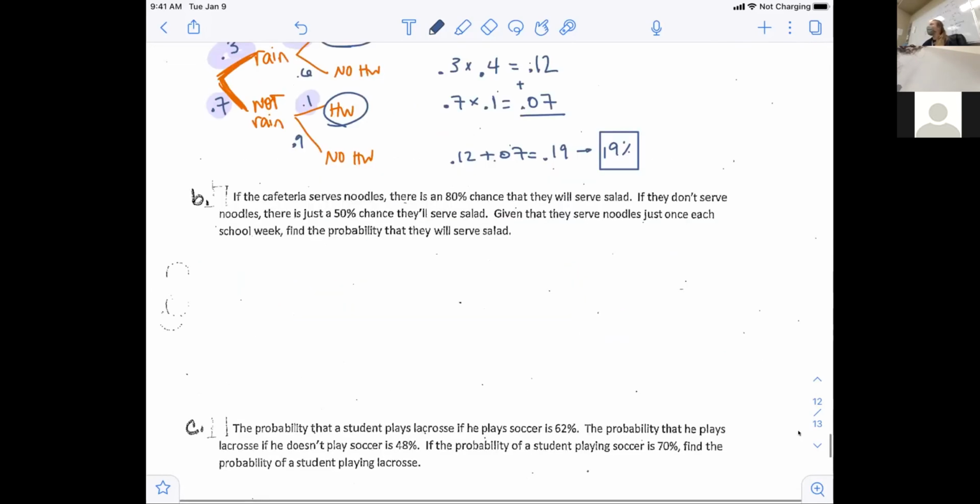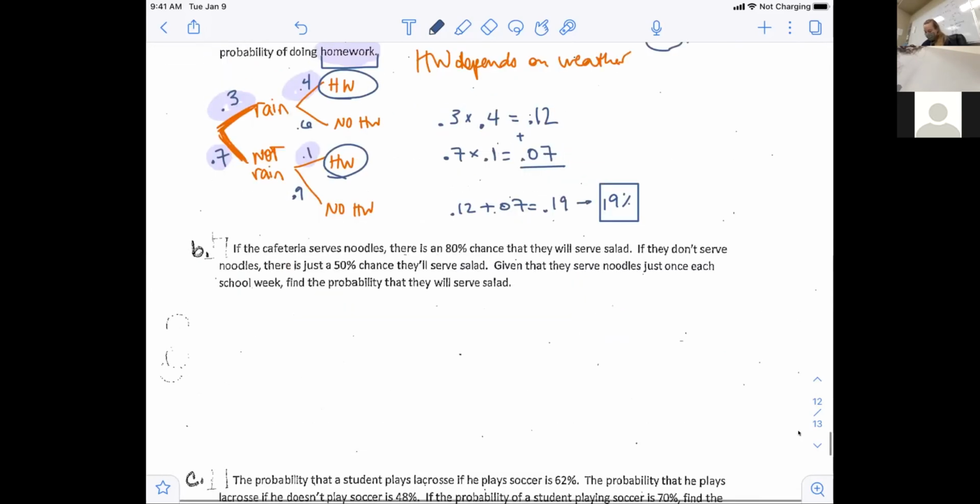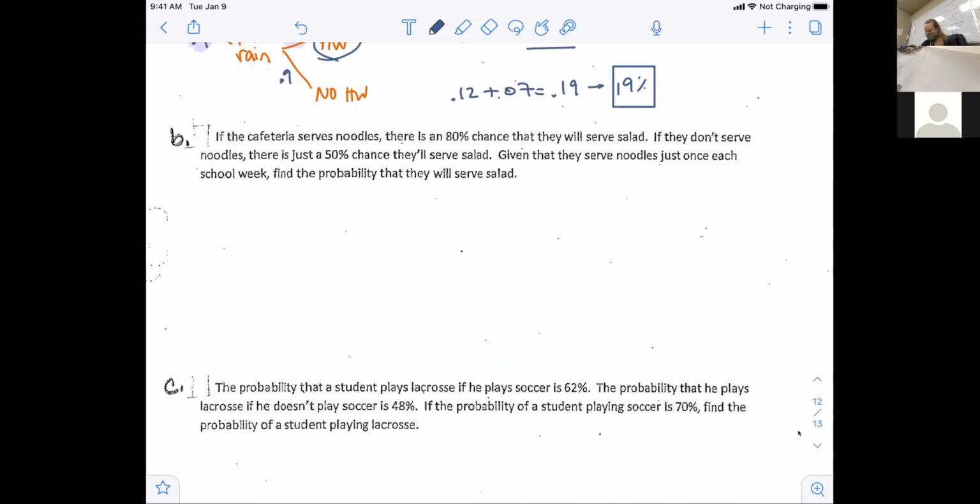Any questions yet? Okay, I'm going to try and squeeze these last two out. If the cafeteria serves noodles, then there's an 80% chance they'll serve salad. If they don't serve noodles, there's just a 50% chance they'll serve salad. Given that they serve noodles just once a school week, find the probability they will serve salad. What am I ending my thing with? Noodles or salad? Salad.